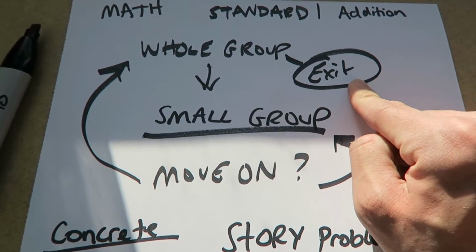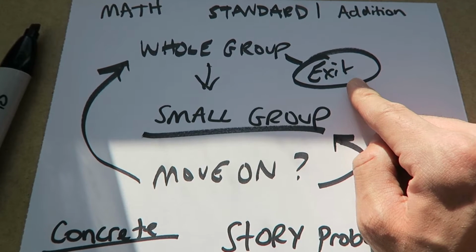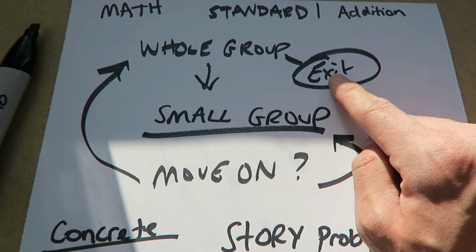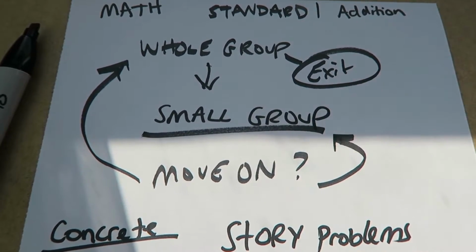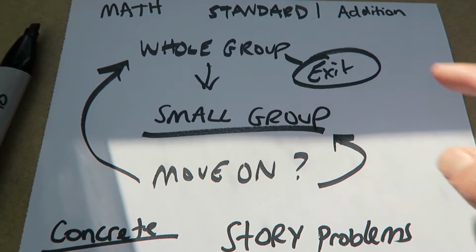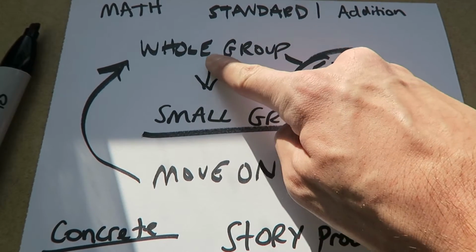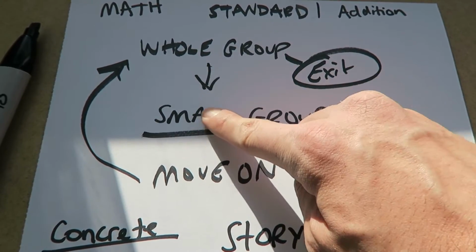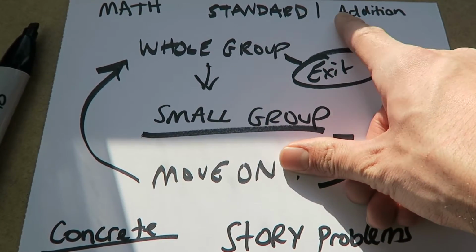An exit ticket is at the end of an activity, at the end of a lesson, you give all the kids a one question or two question exit ticket, and they will show you what they've learned. Based on the exit ticket, you either have to go back to whole group instruction or move on to small group instruction using the same standard.